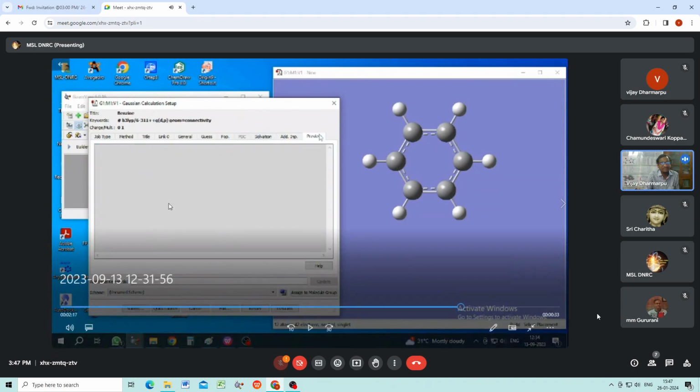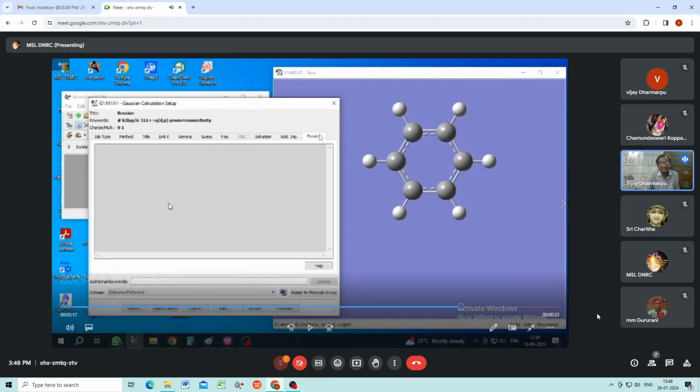Without solvent means it is an ideal condition. In the laboratory, we cannot go with the ideal condition. In the computer, we can go with the ideal condition. Ideal condition means without any impurities. We just take the pure one, only benzene. There are no impurities. Without solvent means gas phase.